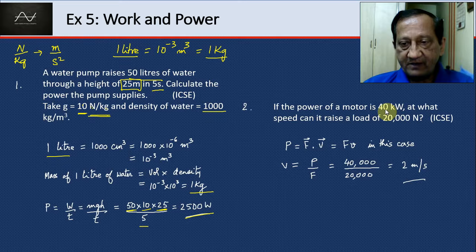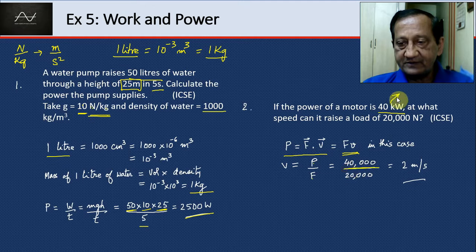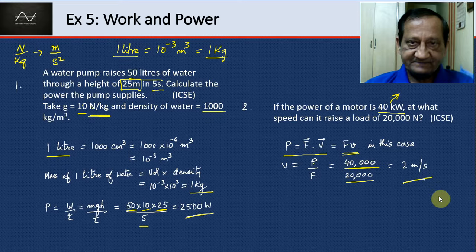Second, if the power of a motor is 40 kilowatts, at what speed can it raise a load of 20,000 newtons? Power is force dot velocity. In this case, force and velocity should be in the same direction in order to raise the load. So what is the speed then? Power upon force. Power is 40,000 watts, since kilo means 1000. And the load is 20,000 newtons, so it is simply 2 meters per second.